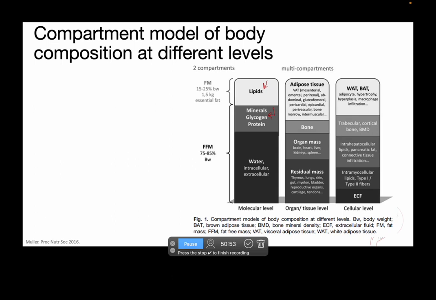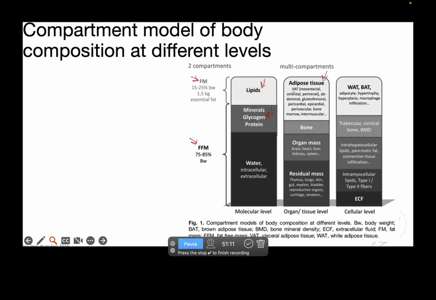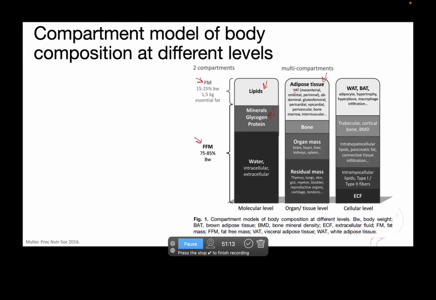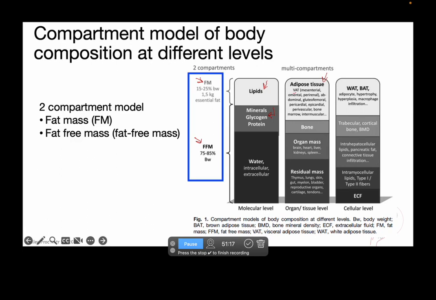So the two-compartment model has fat mass and fat-free mass. It doesn't tell the difference between minerals, glycogen, protein, and water. It's just non-fat. But we can get more compartmentalized. We can compartmentalize our adipose tissue into visceral versus subcutaneous. We can compartmentalize bone. We can also compartmentalize white adipose tissue versus brown or beige adipose tissue.